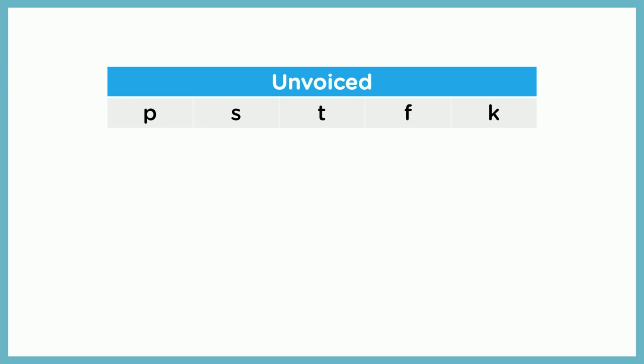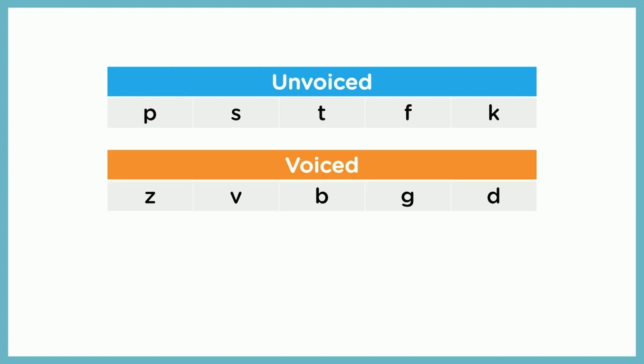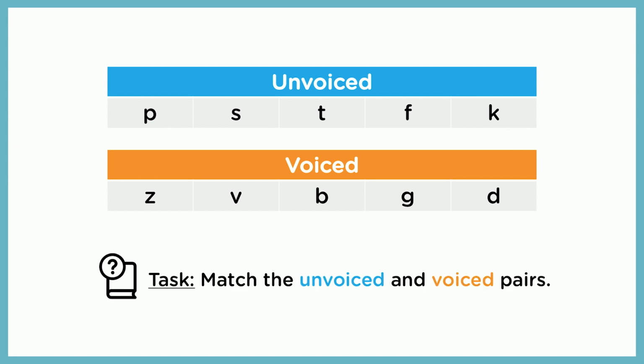Okay, so let's play a little game. These are the unvoiced sounds, which are p, s, t, f, and k. And we have voiced sounds here: z, v, b, g, and d. What I want you to do is to match the unvoiced sound with the voiced sound to make a little pair. You have 10 seconds.